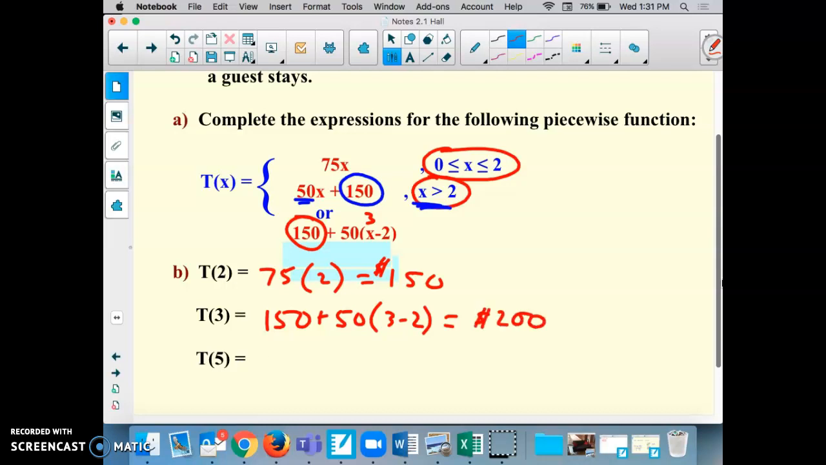And last, 5 nights: 150 for the first 2 nights, plus $50 each additional night, so that'd be 5 minus 2, so that's going to be plus 50 times 3. That's 150 plus 150, which is 300. No problem.